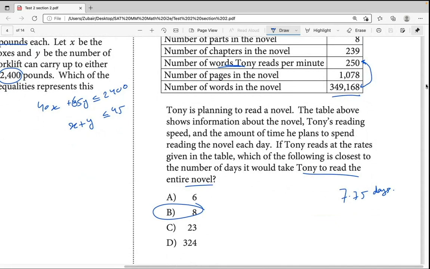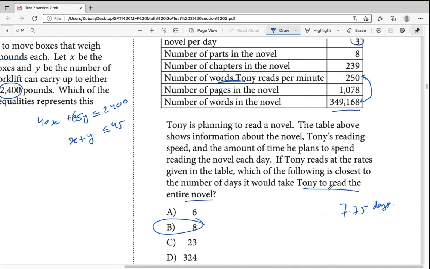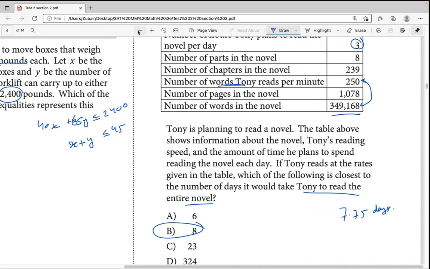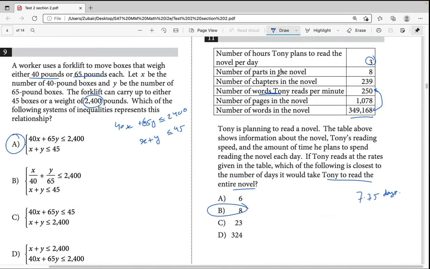But, sir, Tony reads 3 hours every day, no? In the table, it says he reads for 3 hours every day. So wouldn't we have to multiply the answer by 8? Let me quickly redo it. This was 349,168 words, and he could read 250 words per minute. So we divided by 250. Now I have the number of minutes, 1396.672 minutes. He would need this many minutes to read these complete words. Now I'm dividing it by 60 to get hours. So he actually needs 23.2778 hours, and he's only spending 3 hours per day. So I'm dividing it by 3. Okay, wait, I understand. So 7.759.